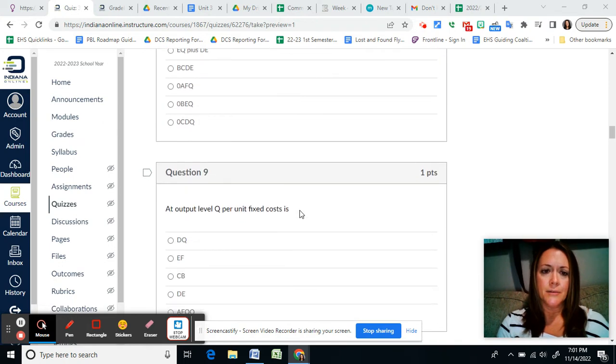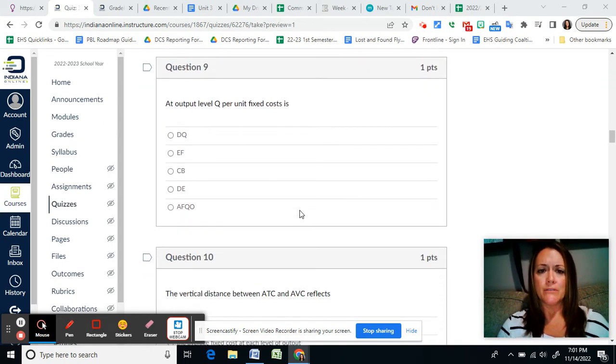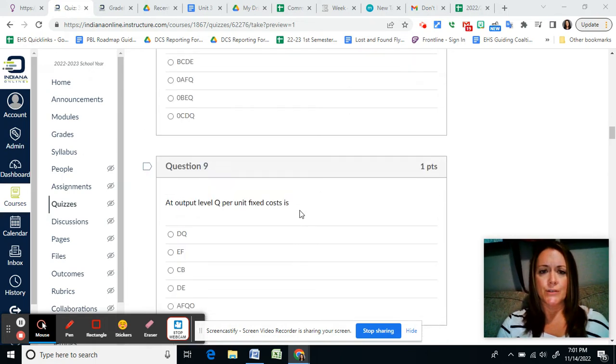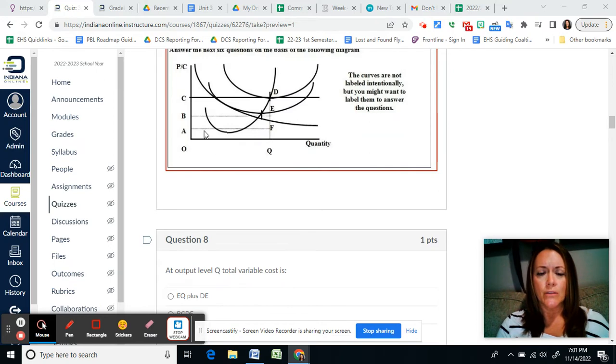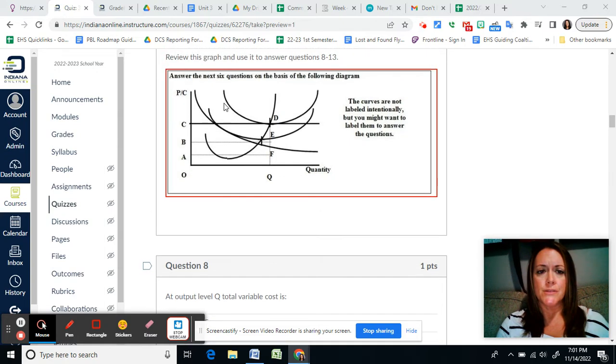Next question, number 9. It says that output level Q per unit fixed cost is, your answer was AFQ0, which would be this rectangle here. And the correct answer, I'll just point out, is if you look at these curves, this downward sloping curve is our average fixed cost. The first curve, labeled E right there, is your average variable cost, and D is your average total cost. If you recall, your average fixed cost plus your average variable cost equal your average total cost. So those two together will equal your bigger curve.